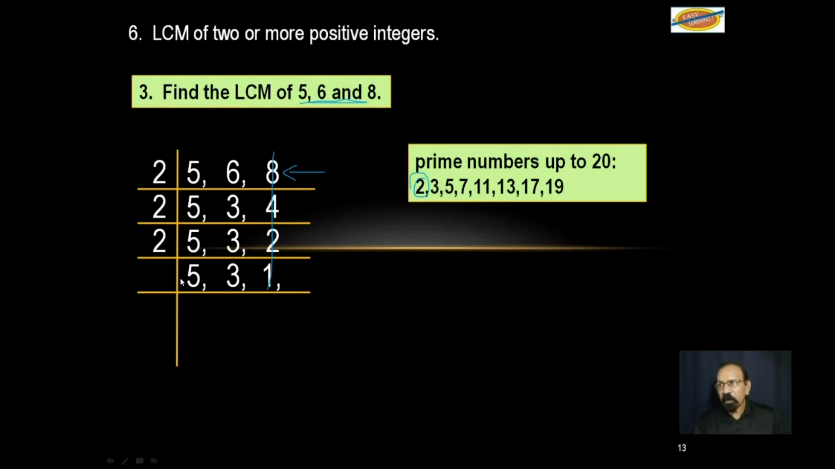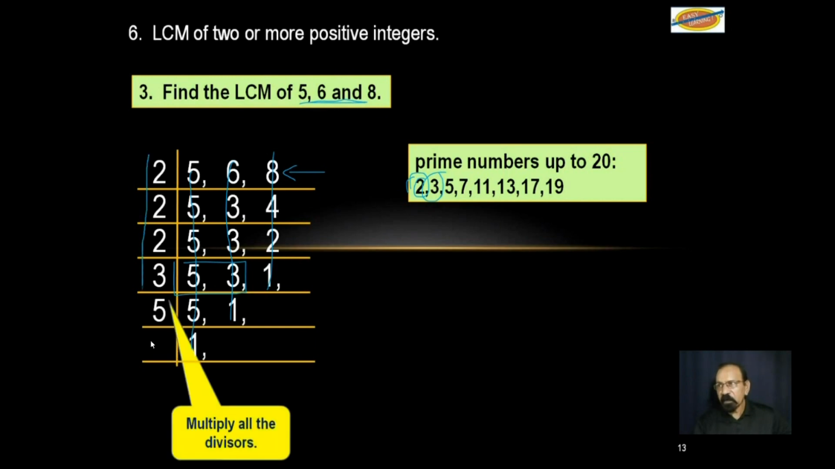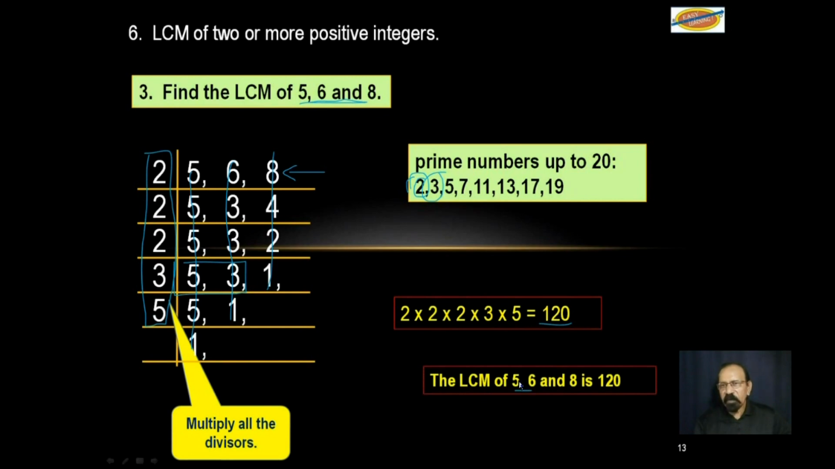Let's concentrate on this 5 and 3. The next higher prime number is 3. So we try 3. 3 into 5, bring down the 5. 3 into 3, 1. Ignore that column. And now we try 5 finally, and we get 1. Ignore that. Let's concentrate on these divisors on the left. Multiply all the divisors. We get 2 times 2 times 2 times 3 times 5, and we get 120. That is the LCM of 5, 6, and 8.